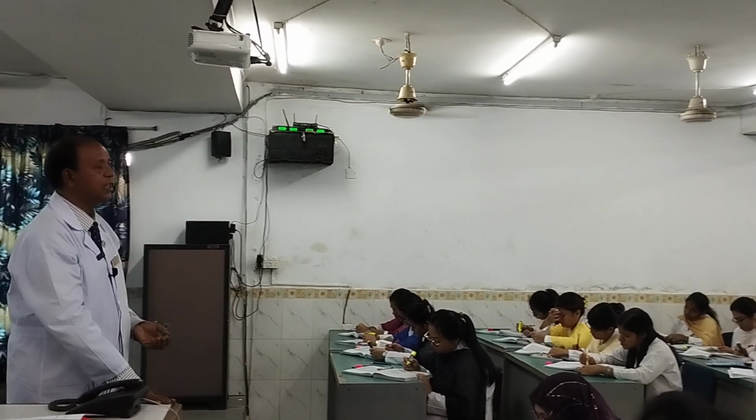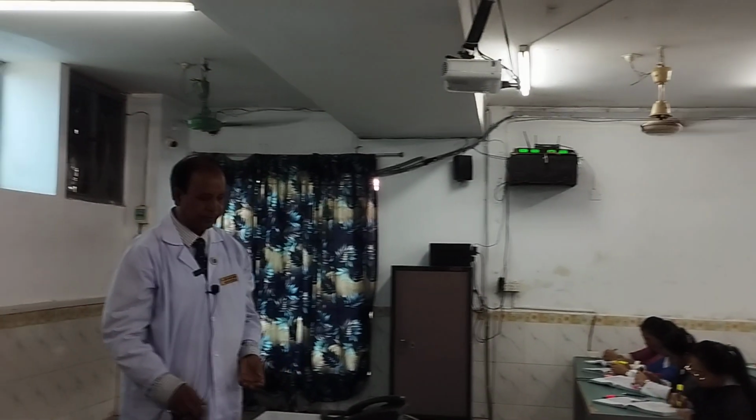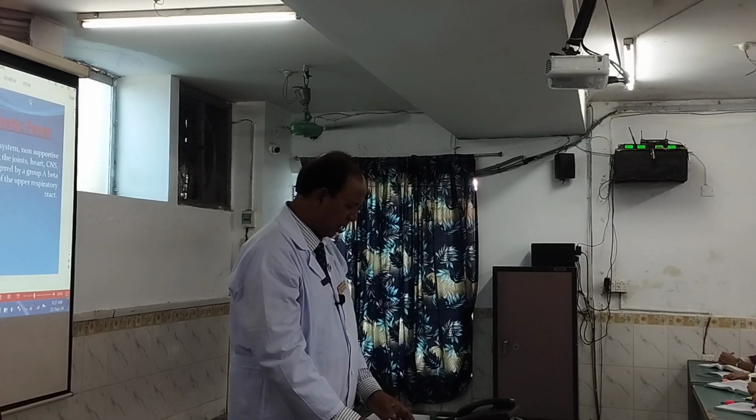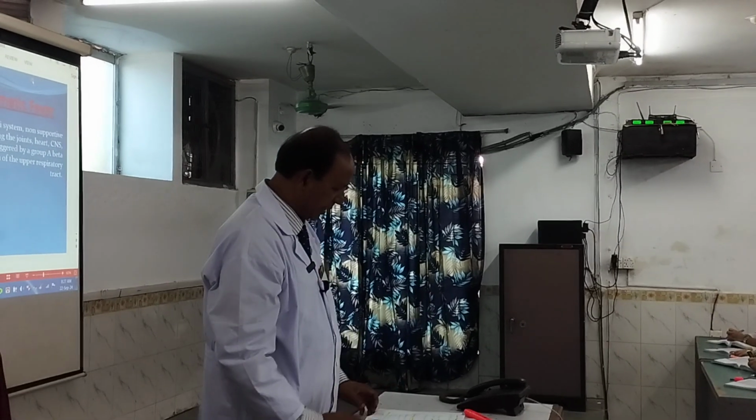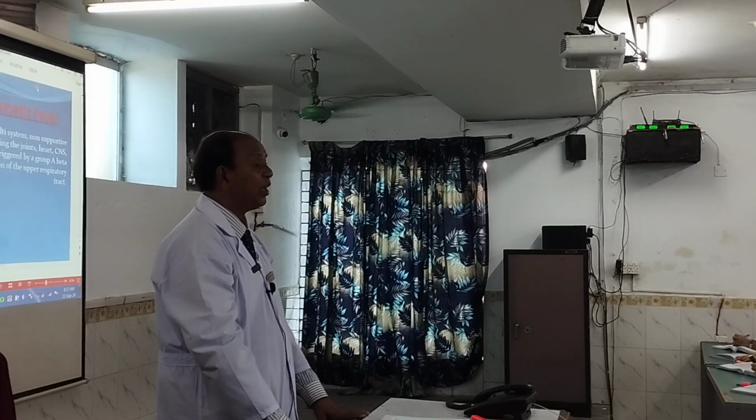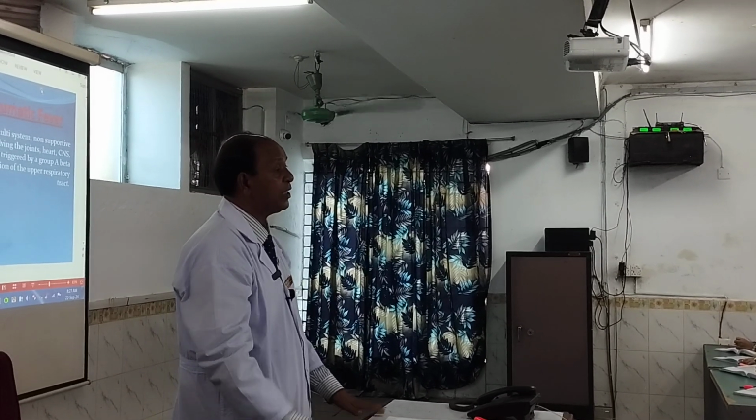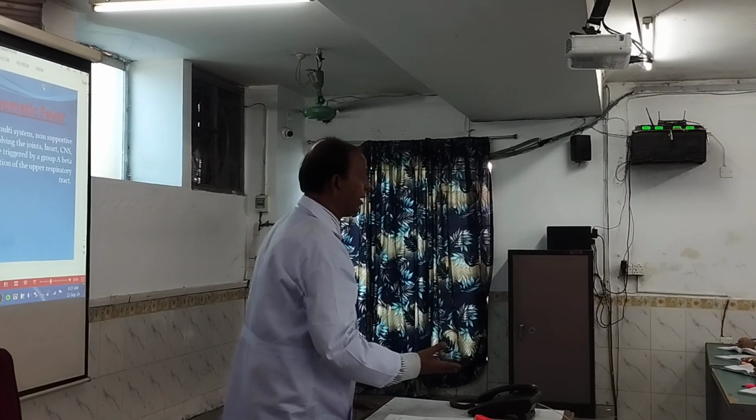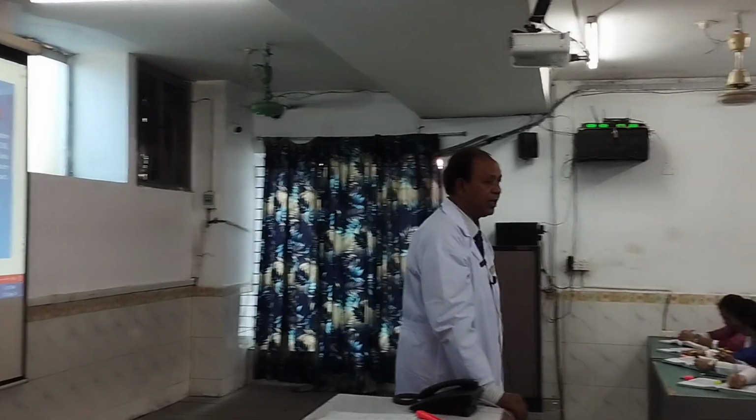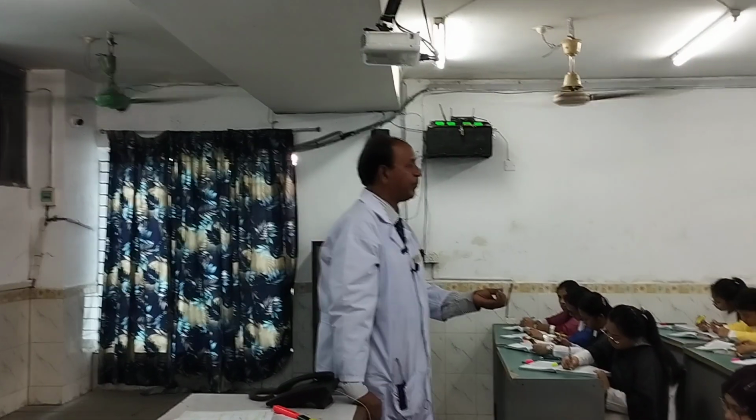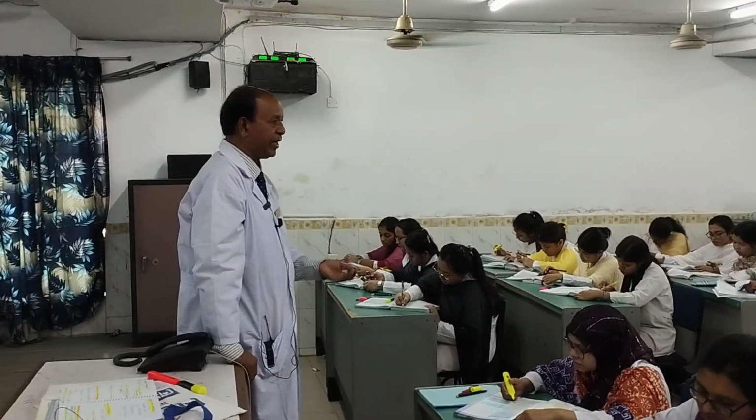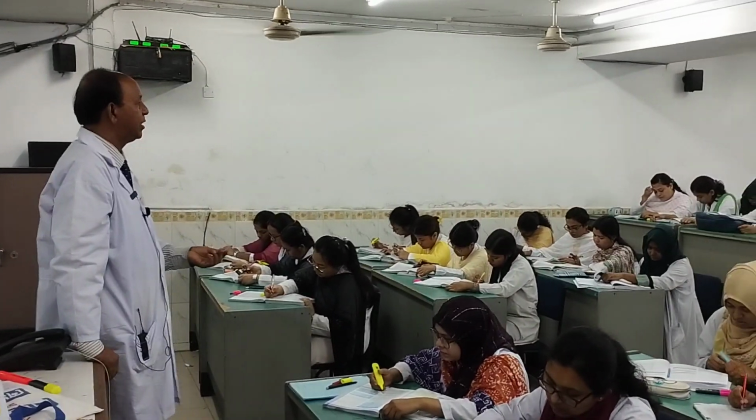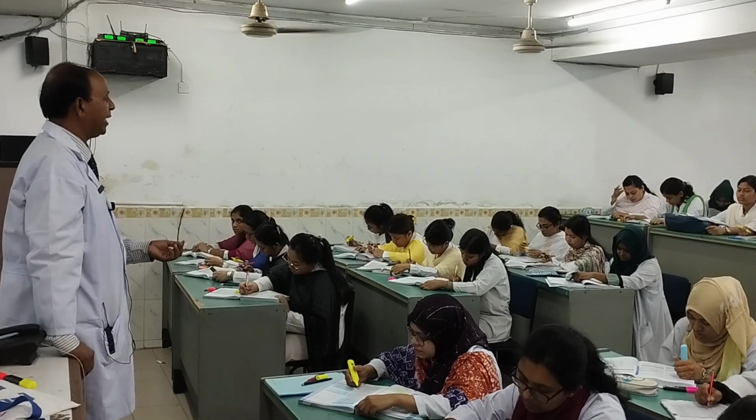Then the symptomatic treatment. What is the symptomatic treatment? If there is only carditis or only arthritis, what will be given? You give salicylates. Salicylates should be given at 100 milligram per kg of body weight per day for 2 weeks. Then taper the dose to 75 milligram per kg per day for another 4 to 6 weeks.